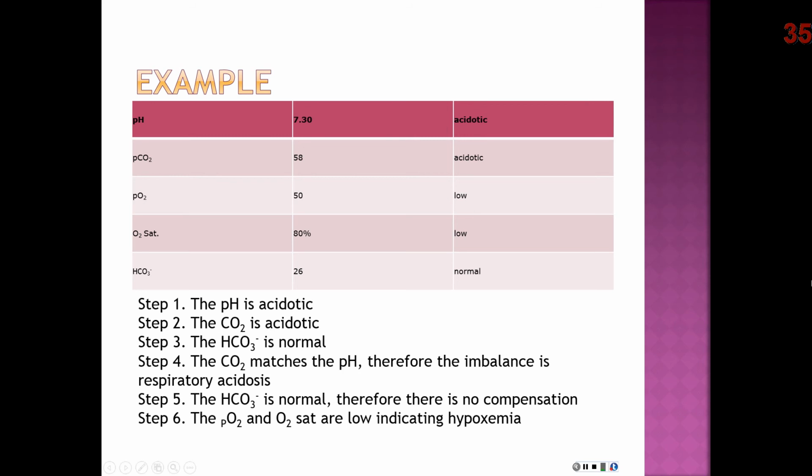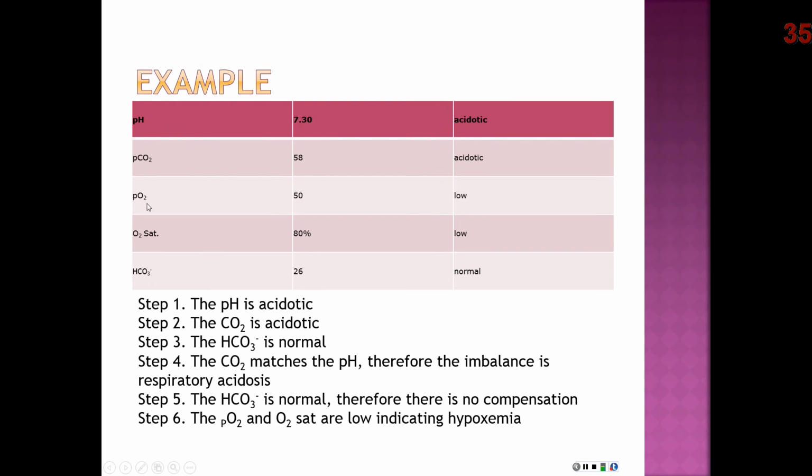So what will happen is you'll receive a table, and in the table I will give you pH, partial pressure of carbon dioxide, oxygen saturation, and bicarbonate. These are the values that are given there. Now, we've not talked much at all about partial pressure of oxygen or oxygen saturation.